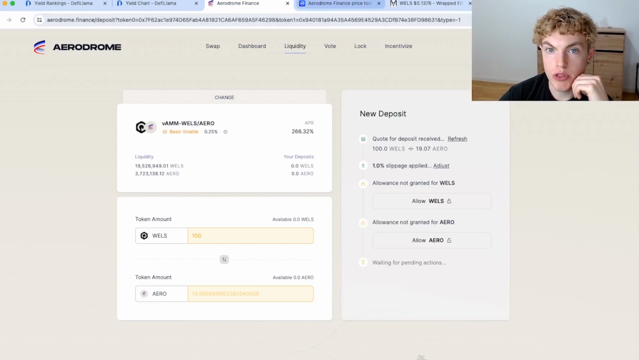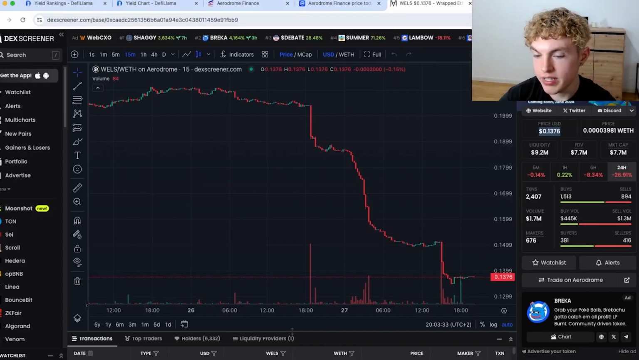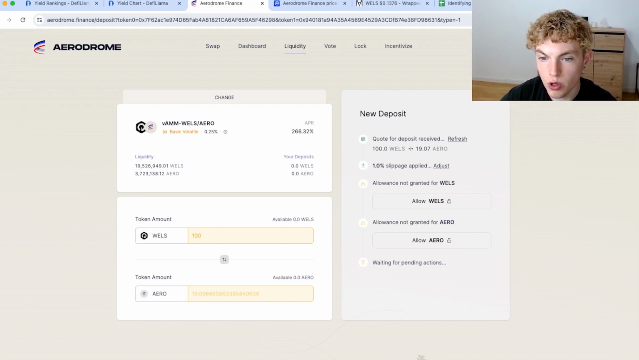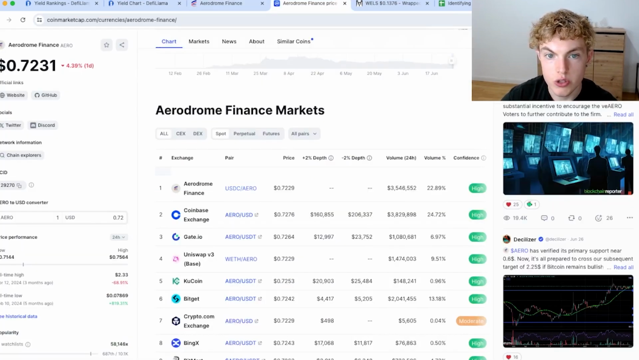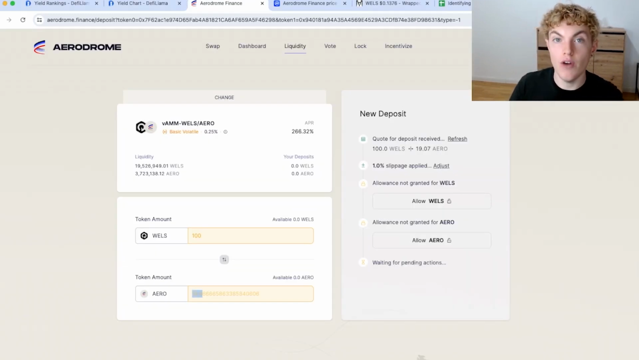So now if we pull up both tokens' price, we have Aerodrome right here and Wells. The Wells price is 0.1376 at the moment. So if you multiply it by 100, that's going to be roughly $13.76. And then we need 19.06 Aerodrome. If we throw that into CoinMarketCap, 19.06, it shows as 13.78, which is very close. See, roughly the same because we need 50-50 of each asset. And that's exactly how full range liquidity pools work. So basically, if we were to have $100,000, we would need $50,000 of Wells and $50,000 of Aero. Now, would I deploy $100,000 into this pool? Probably not. That's because I think it's pretty risky.